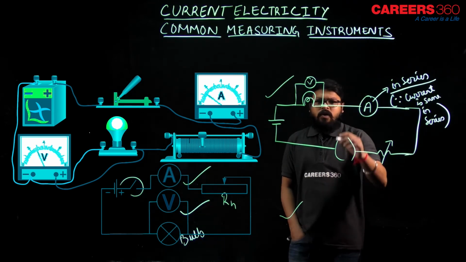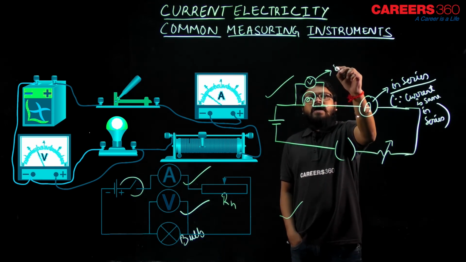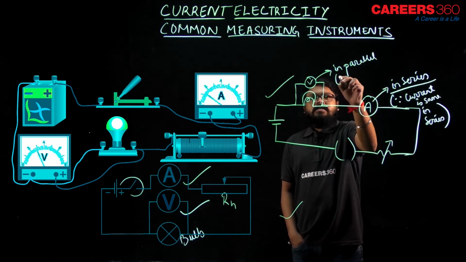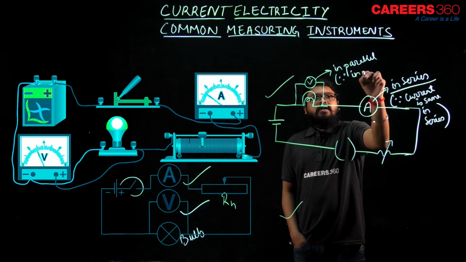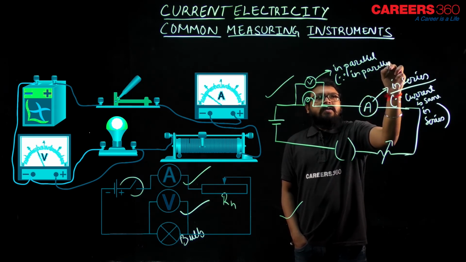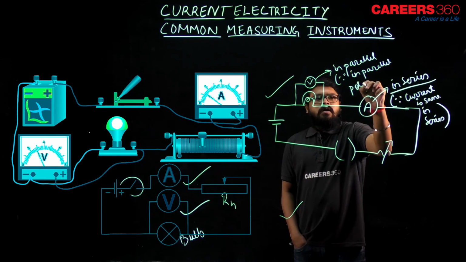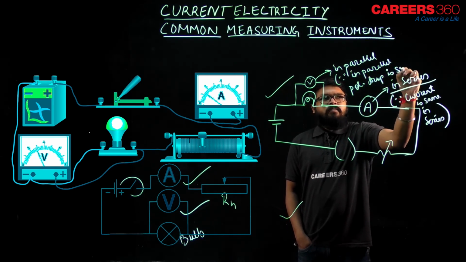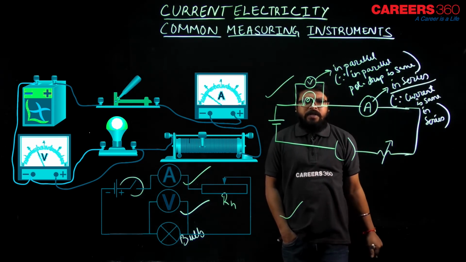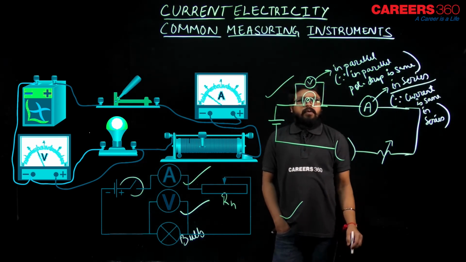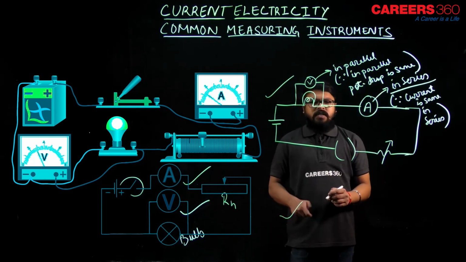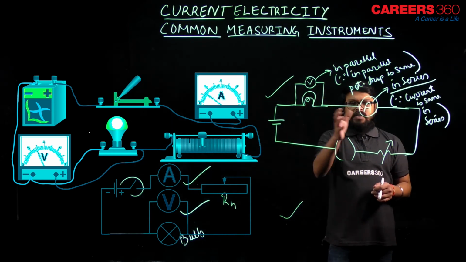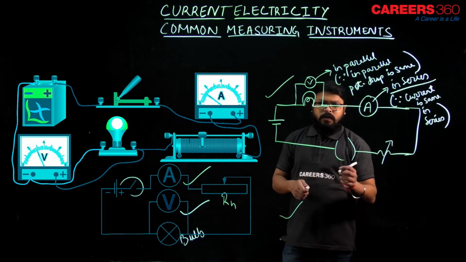And voltmeter in parallel, let's write, since in parallel the potential drop or difference is the same. That's why the voltmeter is used in parallel, whereas the ammeter is used in series. I hope that is clear to you, right?